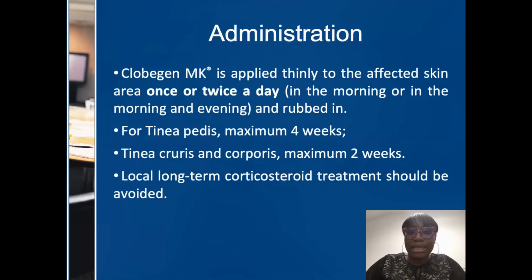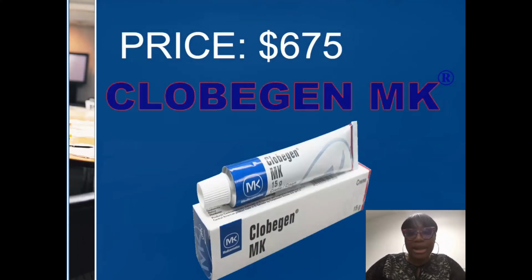Clobigen Mk should be thinly applied to the affected area of the skin once or twice daily, in the morning or in the evening, or both. For tinea pedis, it should be used for a maximum of 4 weeks, while for tinea cruris and corporis, a maximum of 2 weeks. Long-term corticosteroid treatment should always be avoided. Price here at Medimpex is very competitive, $675 per tube. Retail cost to the patient is roughly about $1,000, even with a 50% markup.